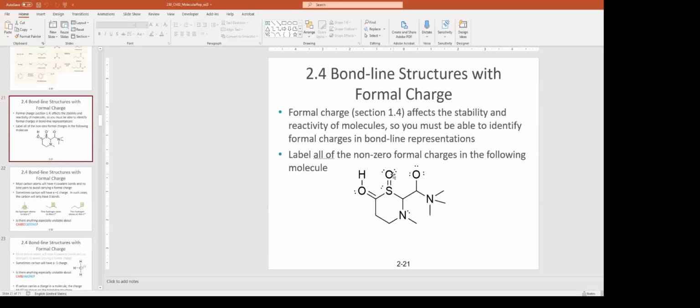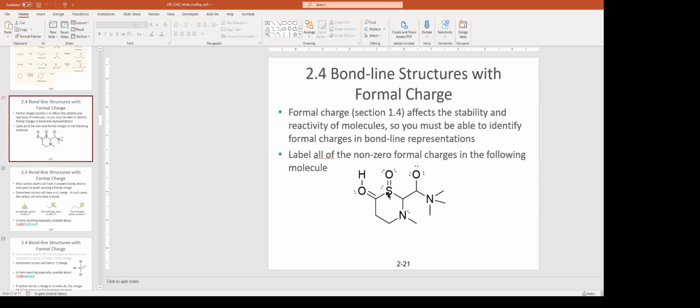The oxygen has a valence of 6. It's got 2 bonds and 4 lone pair electrons. So that would be a charge of 0. Okay? Because remember, oxygen's valence is 6, so 6 minus 4 minus 2 would be 0. Remember, 1 for each bond and 1 for each electron.